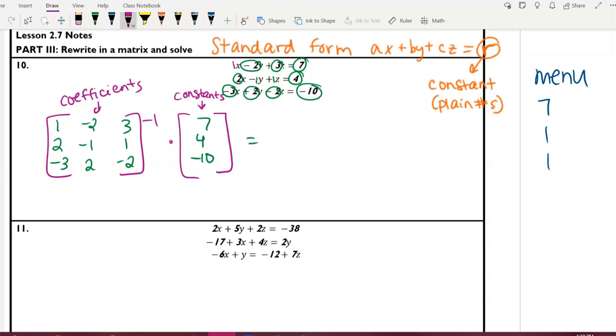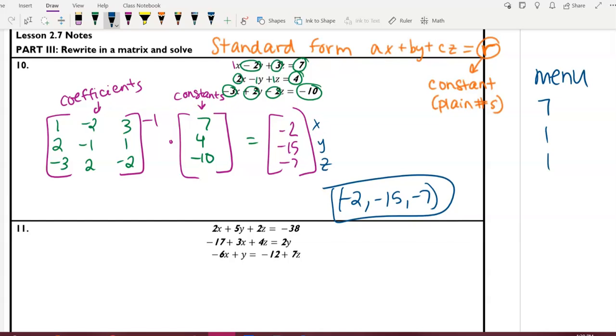Okay. Once we get all that going, our answer here is -2, -15, and -7. So when our answers come out, that's always going to be in the correct order that we put in our coefficients. So this is x, this is y, and this is z. So we can say our coordinate point is -2, -15, -7. Or you could also say x equals -2, y equals -15, and z equals -7. Either one of those is okay.